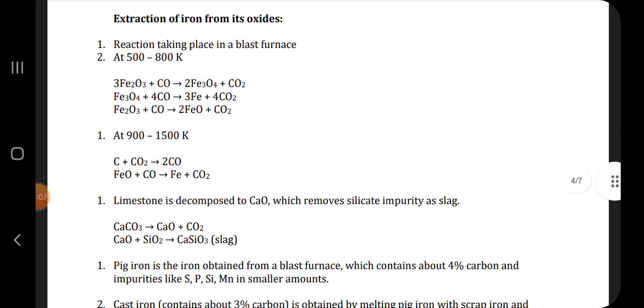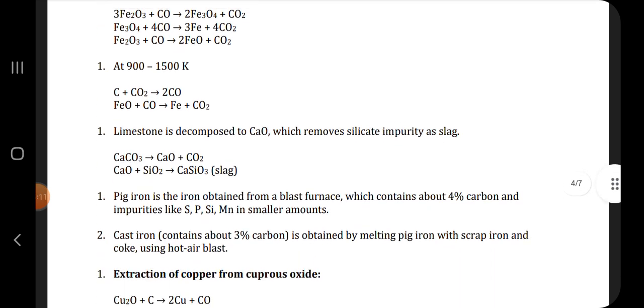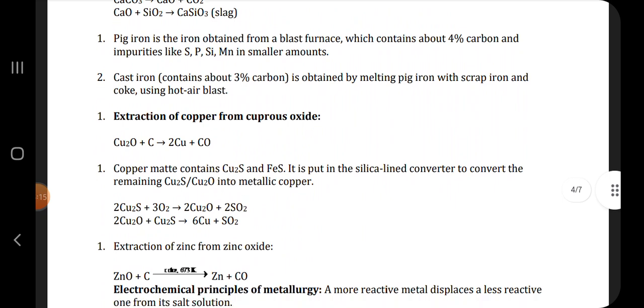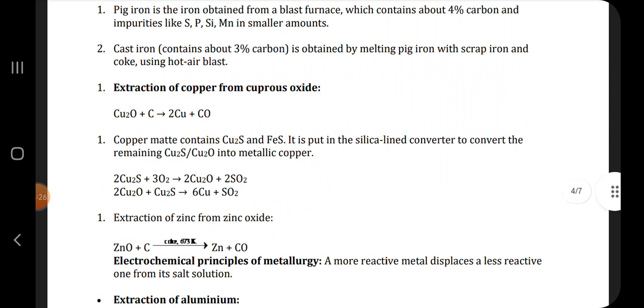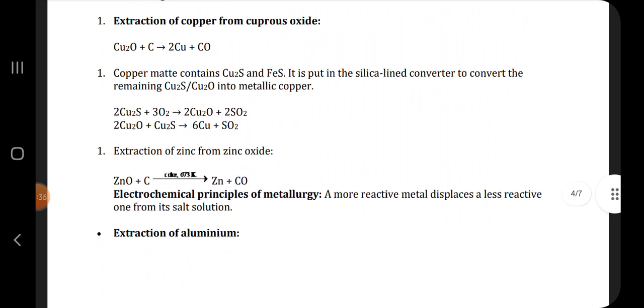Extraction of iron from its oxide. Limestone is decomposed to CaO, which removes silicate impurity as slag. Then pig iron is the iron obtained from a blast furnace, which contains about 4% carbon and impurities like S, P, Si, Mn in small amounts. Cast iron contains about 3% carbon and is obtained by melting pig iron with scrap iron and coke using a hot air blast.